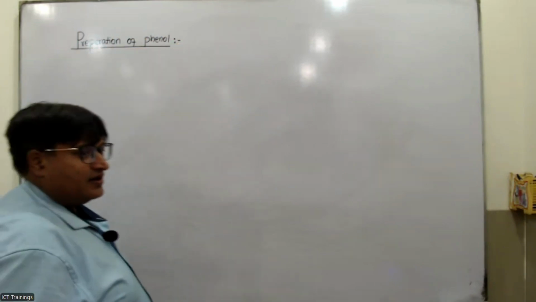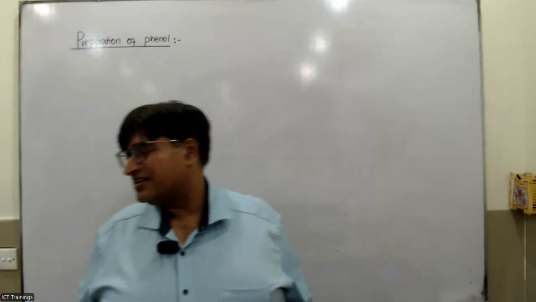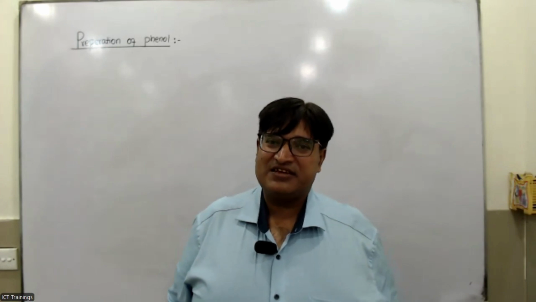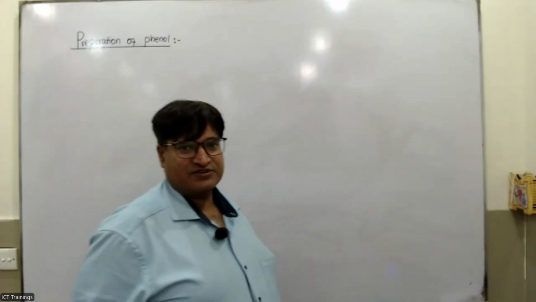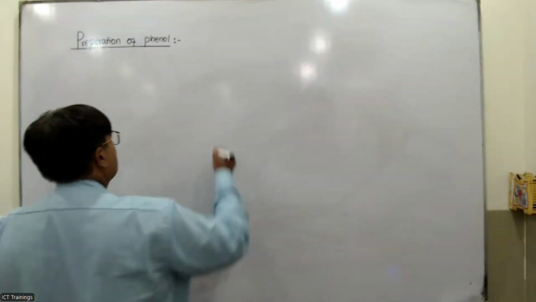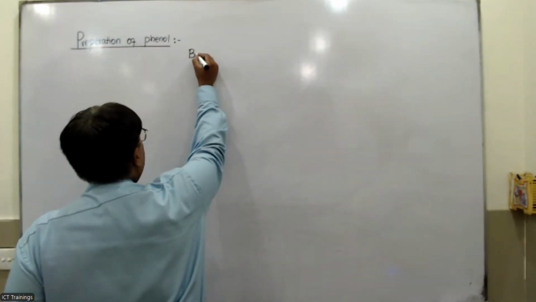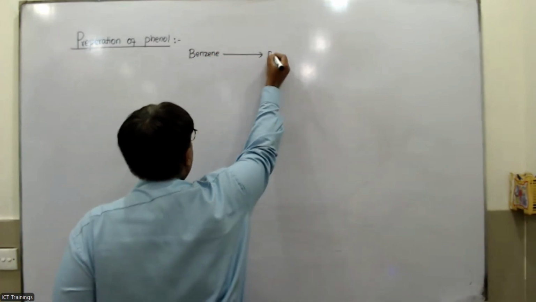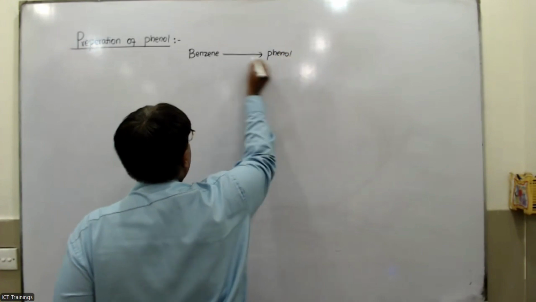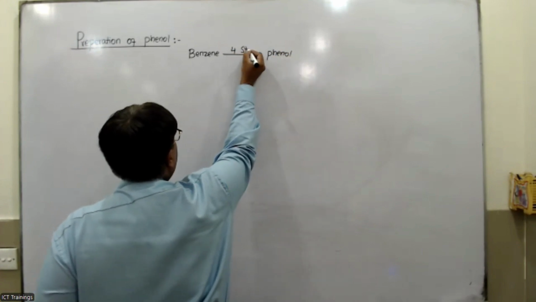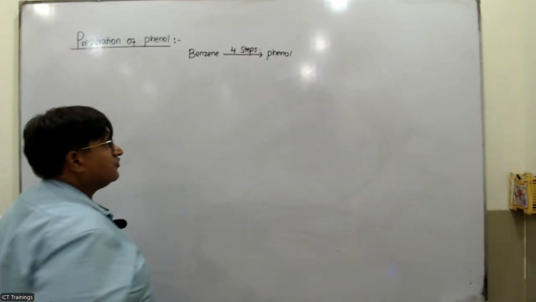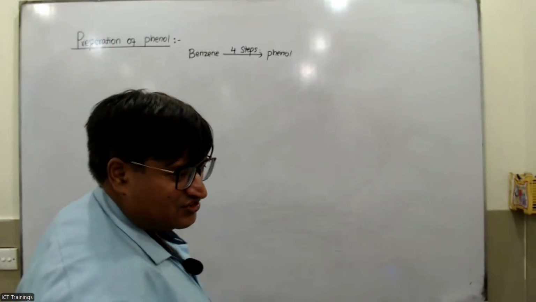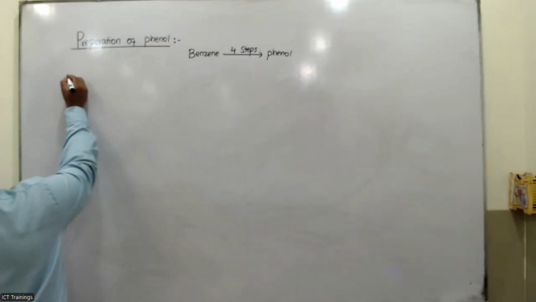So how could we prepare the phenol? What is the method of it? Phenol, my dear, could be prepared from benzene by 4 steps. If you want to change the benzene into phenol, there are 4 different steps we should follow in order to make the phenol. So let's start one by one with each step, starting with the first step.